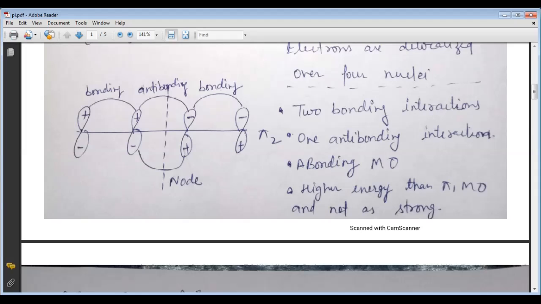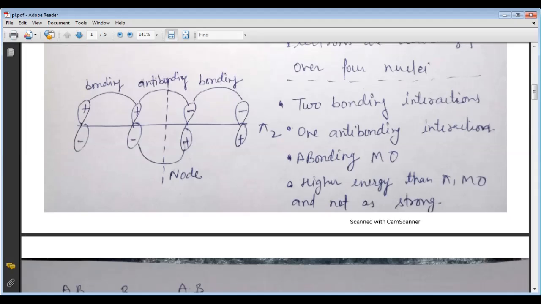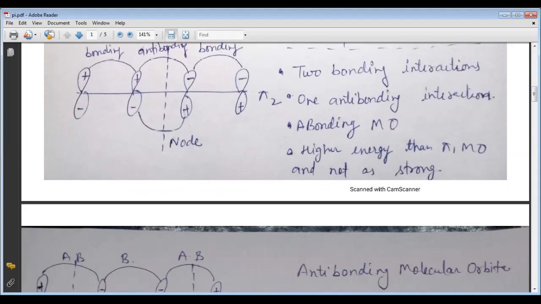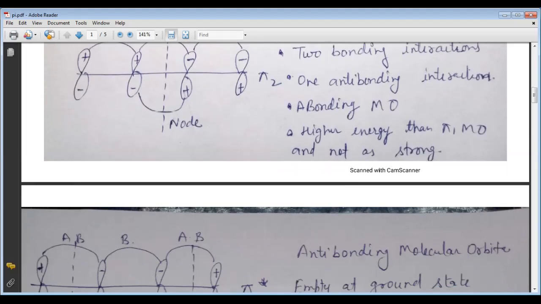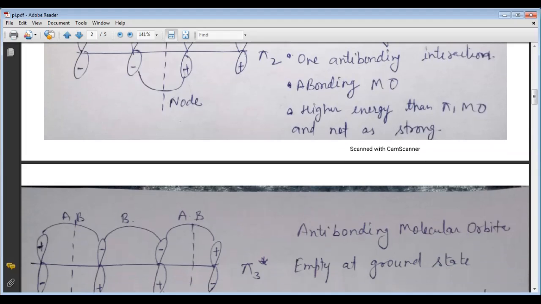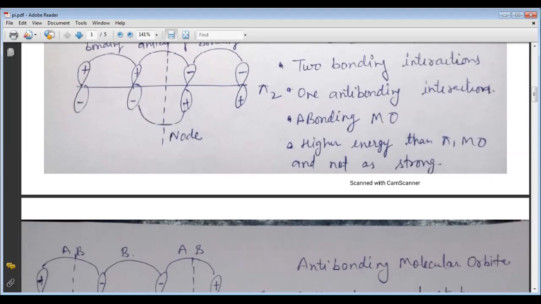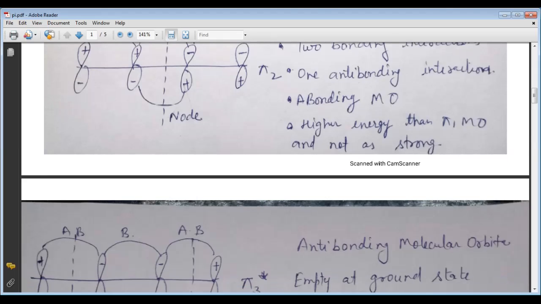It means when one node is present, there is one antibonding interaction and two bonding interactions. Okay, so two bonding interactions here and one antibonding interaction, bonding molecular orbital, and a higher energy than the pi 1 molecular orbital and not as strong. Okay, क्योंकि कोई भी सिस्टम है वो स्टेबिलिटी चाहता है.